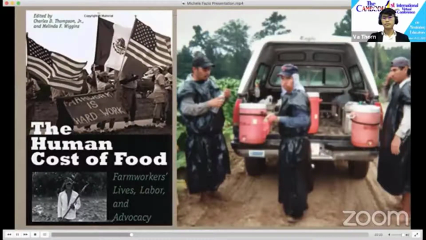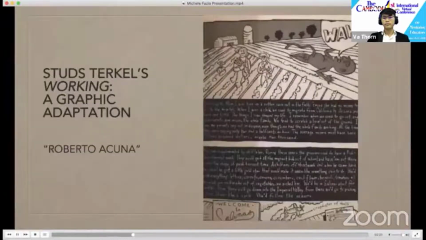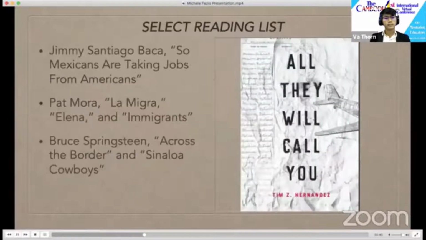The second aspect of the course examined contemporary American literature that addressed the subject of migrant farm workers. We studied Studs Terkel's Working, a graphic adaptation, which tells the story of Roberto Acuna, a young migrant farm worker who struggled against prejudice at school and later became a labor activist organizing workers in the fields. We also read Mexican-American poetry by Jimmy Santiago Baca and Pat Mora, and listened to songs by American songwriter Bruce Springsteen. Some of these songs are on his album The Ghost of Tom Joad.